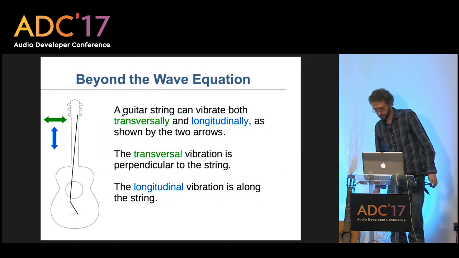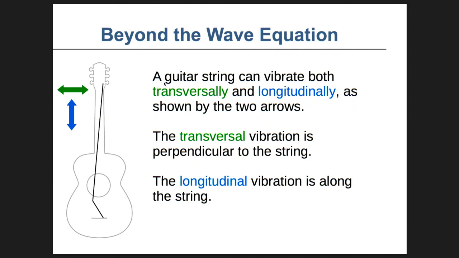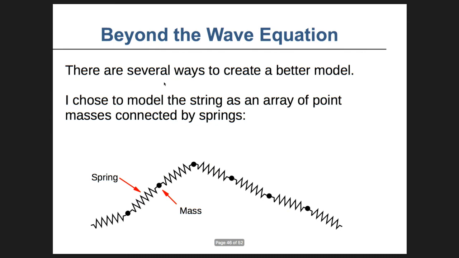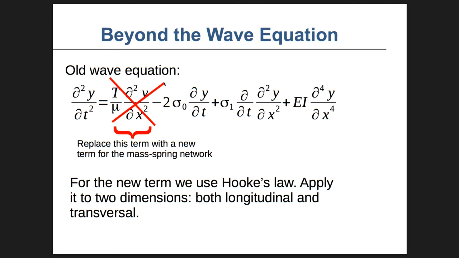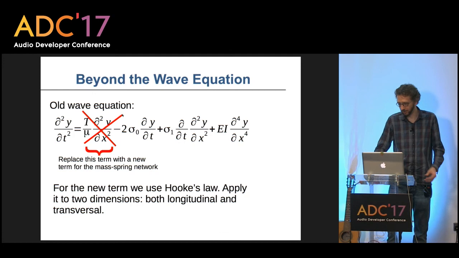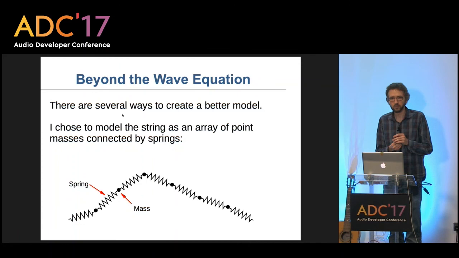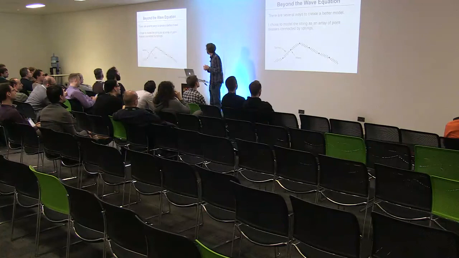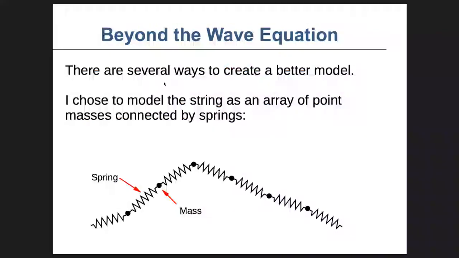And if you want to listen to these effects, then we have to actually throw away the wave equation. I mean, we don't have to throw away everything, but we have to throw away this term here, which we have been using up to now. And we have to replace it with something else, which is better at modeling nonlinear effects. I have chosen in this case to model the string as a network of masses and springs, as a network of point masses which are connected by massless springs.